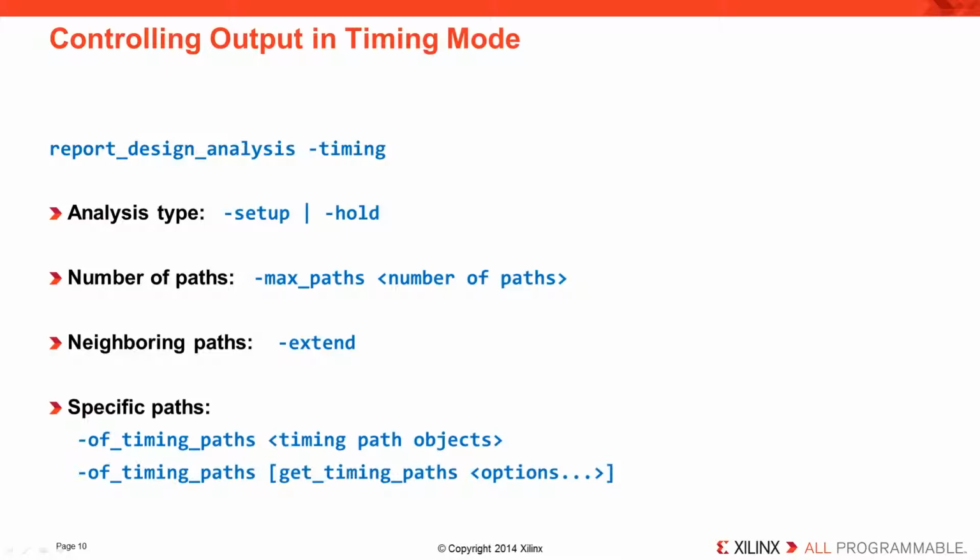The -extend option will show the critical path side by side with its neighboring paths, the path to the critical path start point, and the path from the critical path endpoint. That lets you see how much slack could be borrowed from neighboring paths. Finally, you can choose specific paths by passing timing path objects with the -of_timing_paths option. This is typically used with the get_timing_paths command, which is similar to report_timing, except get_timing_paths returns timing path objects instead of a report.